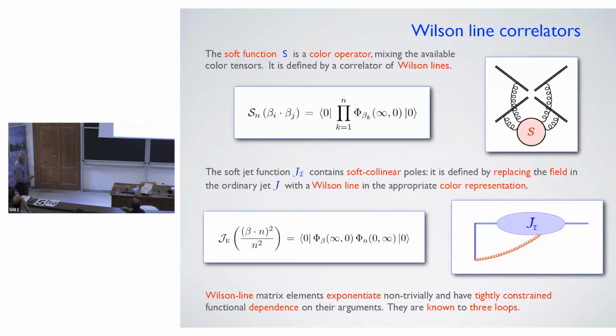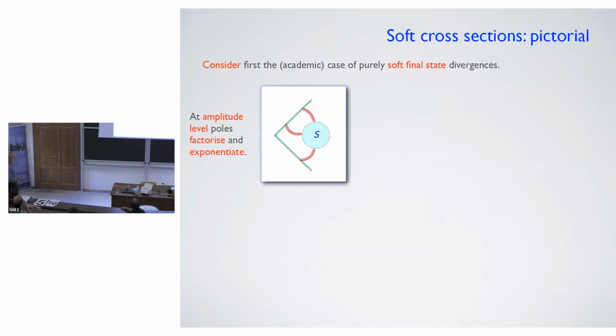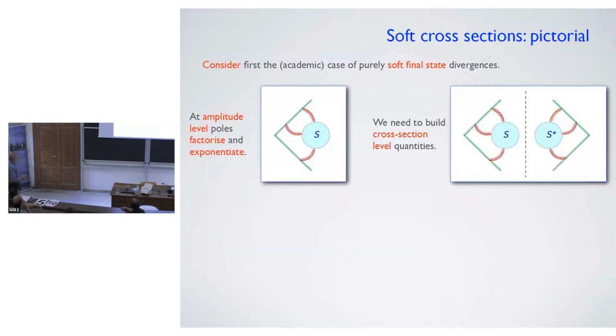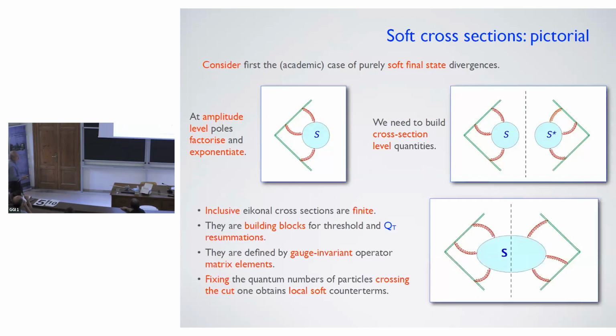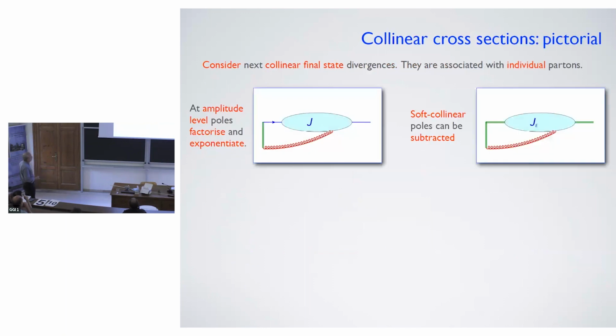But then what you start thinking is, okay, if I know the virtual poles, can I build an object that is finite, just canceling the soft and separately canceling the collinear and separately canceling the soft-collinear? And of course you can. It's rather simple, in principle. So you have an amplitude, you square it, and if you want a real radiation, you just allow it, right? And then this becomes, when you sum over the states, a total cross-section in the soft sector, which is finite by power counting. And then if you fix all the quantum numbers on the cut, those will be local counterterms, and the same happens for jets.